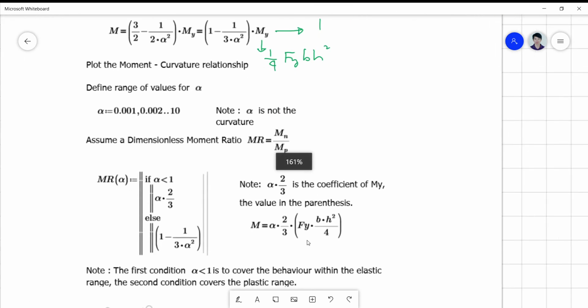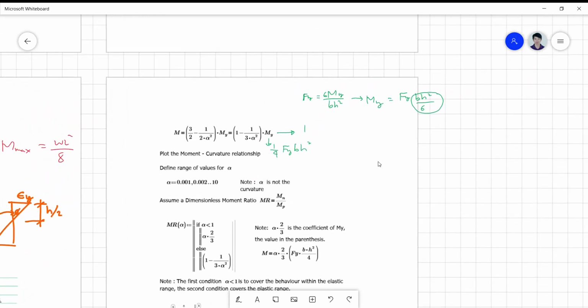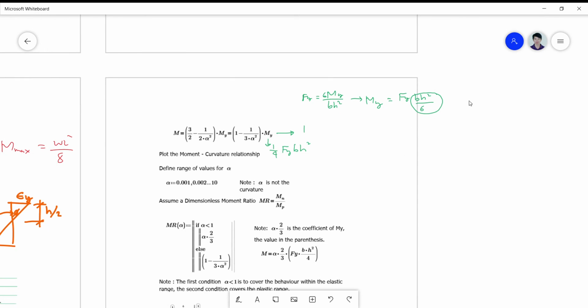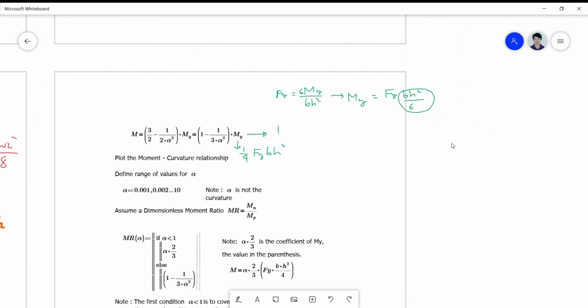Okay, so here's the explanation, class. Note alpha 2 over 3 times 2/3 is the coefficient of the value in the parentheses. Ayan, 4 siya dito. So, yun ang nangyari. Okay? So, if I substitute alpha equal to 2/3, I will now have a moment equivalent to... pag naglagay ako ng 2/3 dito, Fy, magiging BH square over 4. Cancel 6. Ayun. Okay, so yun lang yan.